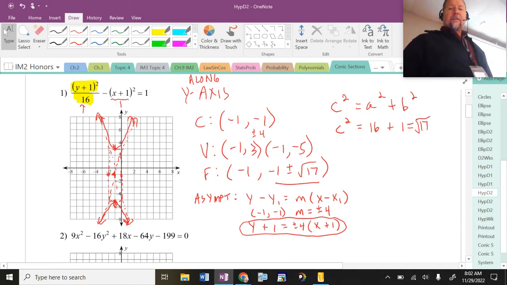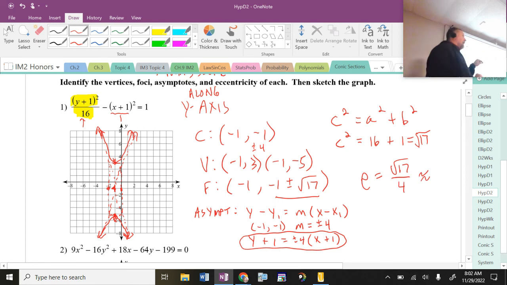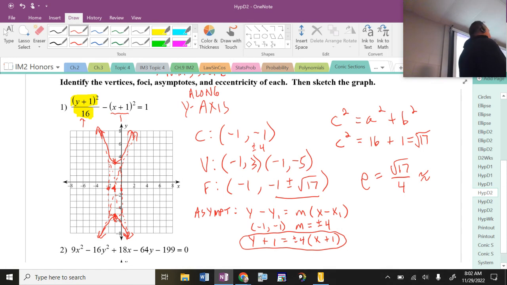And then quite simply, the last thing is eccentricity, which is E equals C over A. C is root 17 over A, which is 4. And then you can get the approximation on our worksheet key. They give you the decimal. Actually, they give you both, if I looked at it correctly.